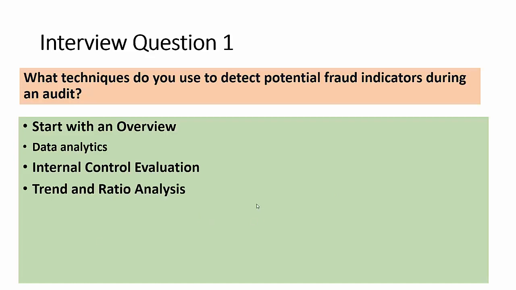Then also talk about trend and ratio analysis. Talk about how you perform trend analysis on financial data and analyze key ratios to identify unusual fluctuations or unexpected patterns that might indicate fraudulent activity. When you add this point, which is called trend and ratio analysis, I'm sure it can be the turning factor of your interview.